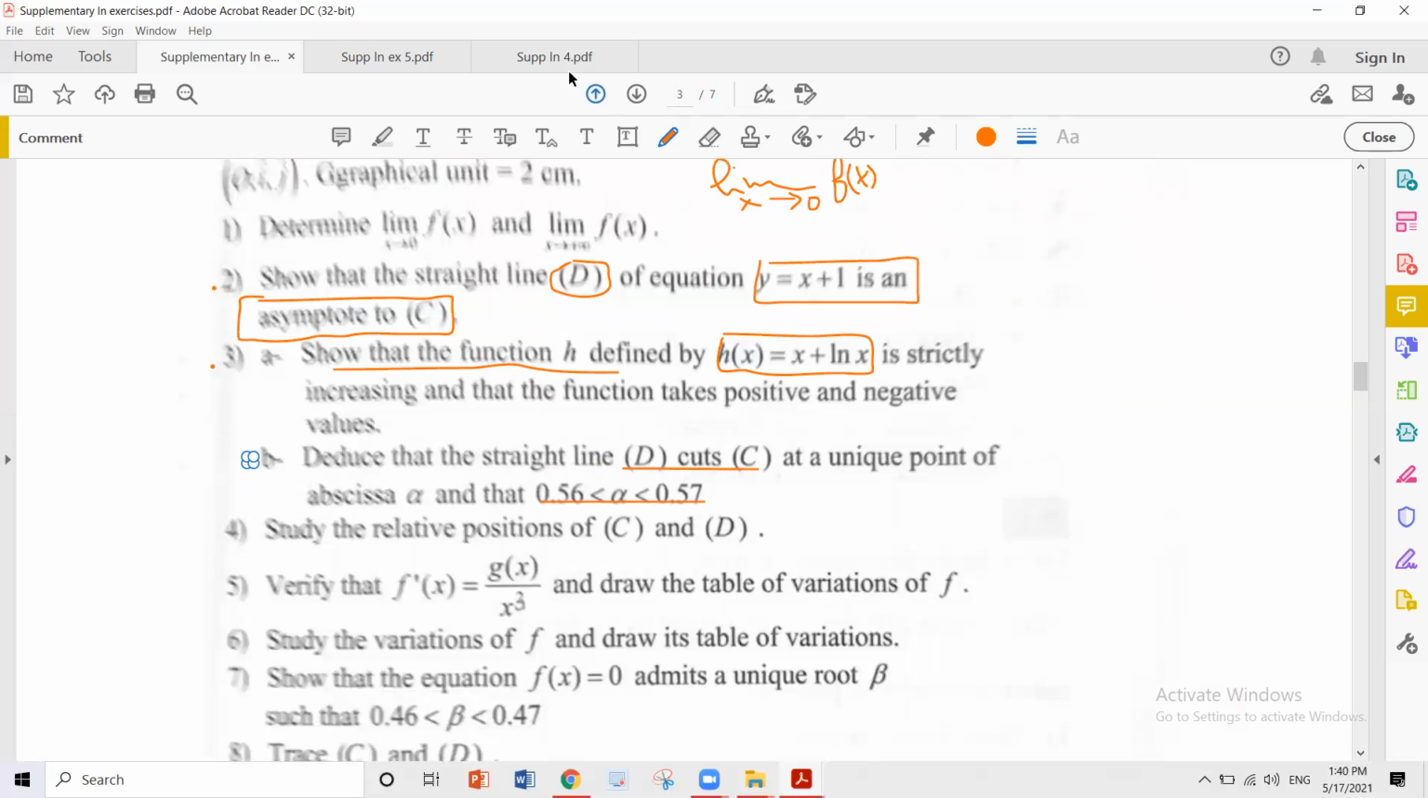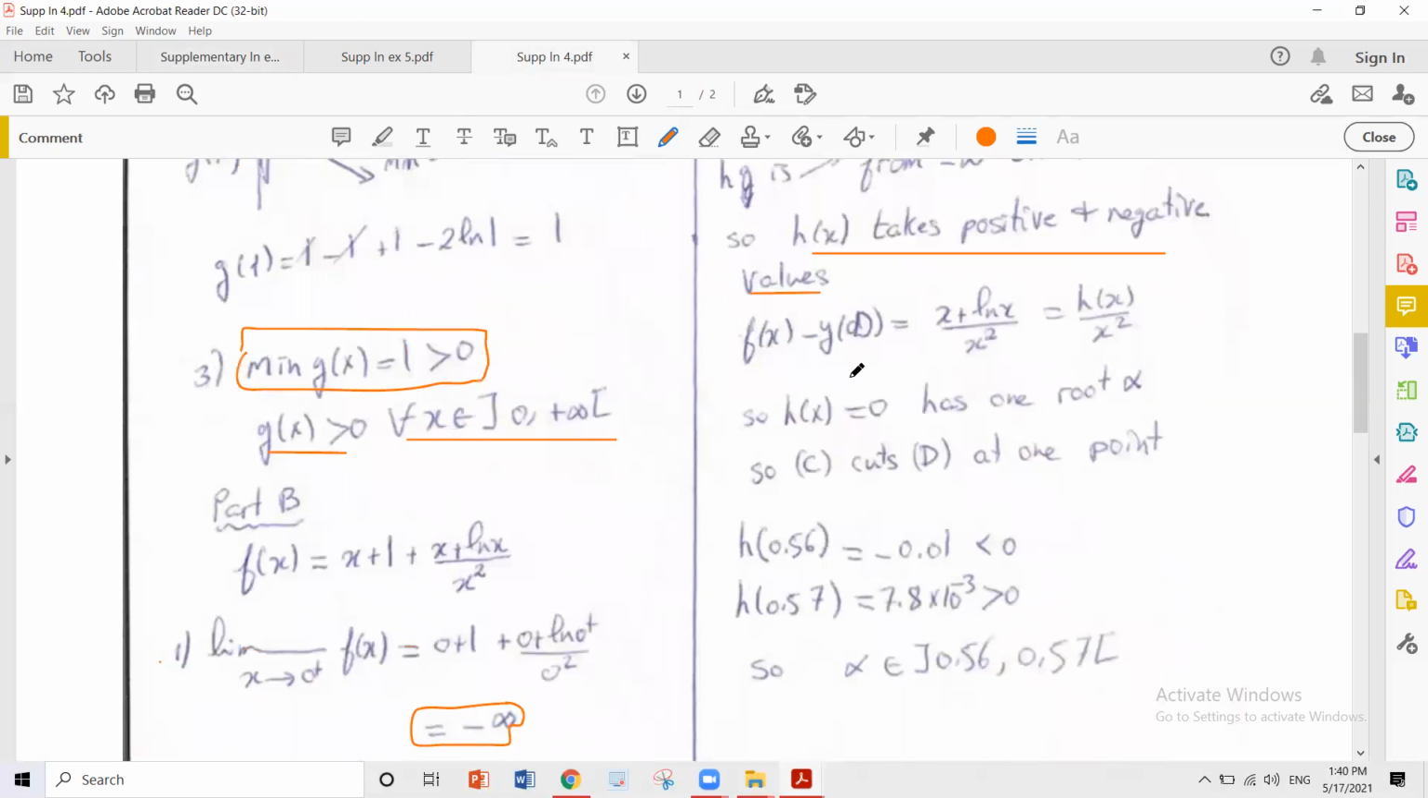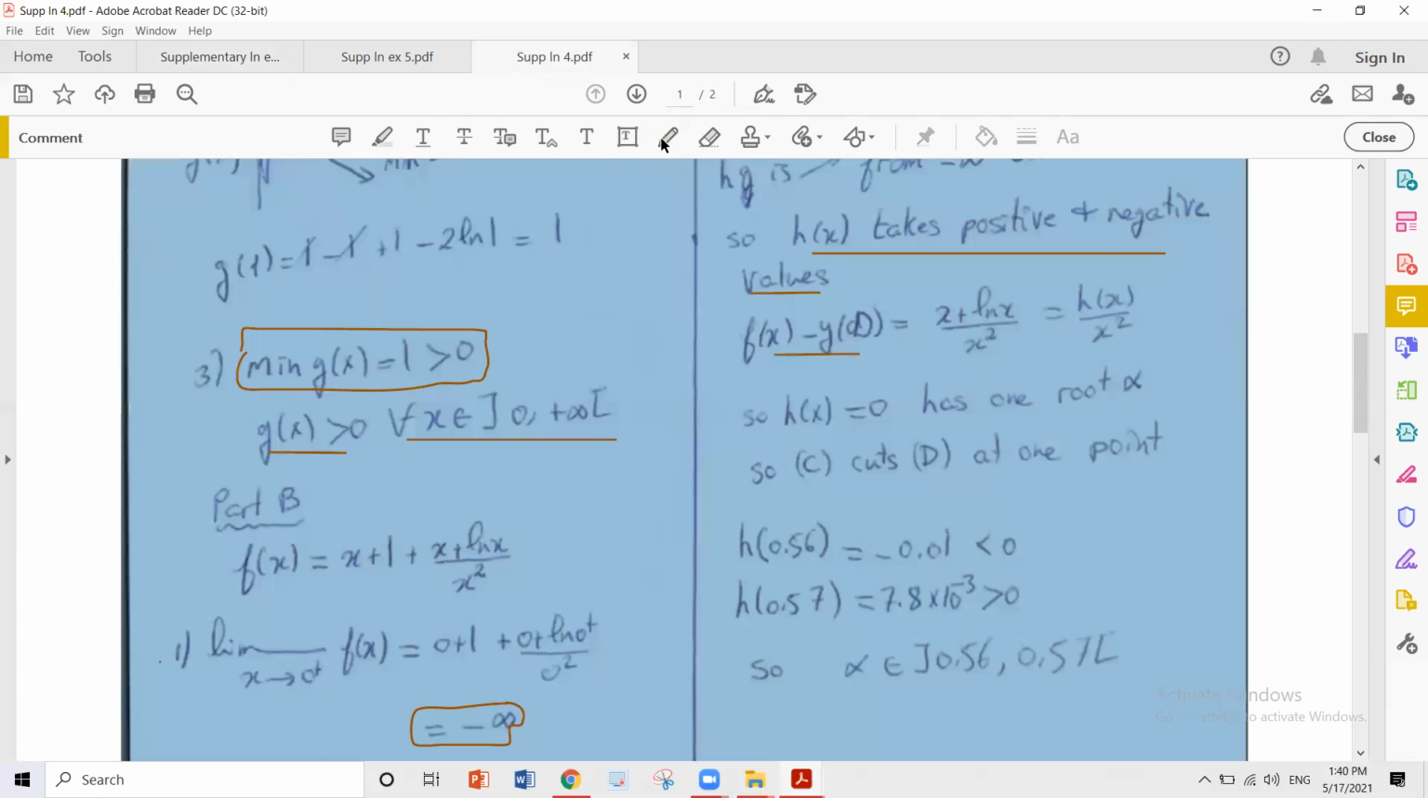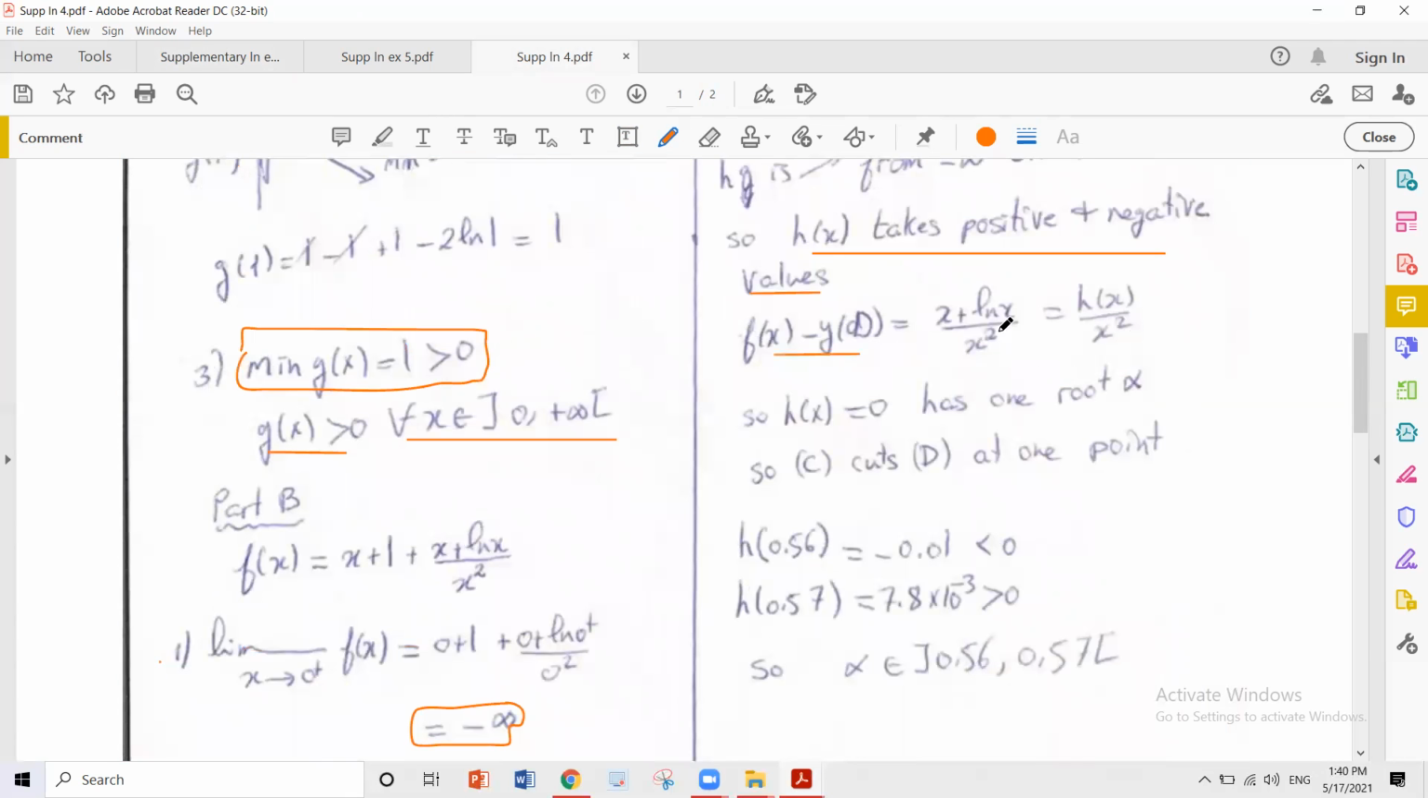We solve y equal y, or we solve f(x) minus y_D equal to 0. So here, f(x) minus y_D equals (x plus ln x) over x squared, equal h(x) over x squared. So h(x) equals 0. We need to prove h(x) equals 0 has one root alpha.